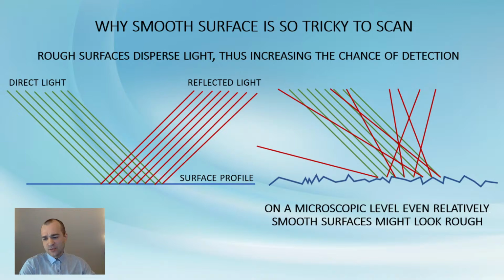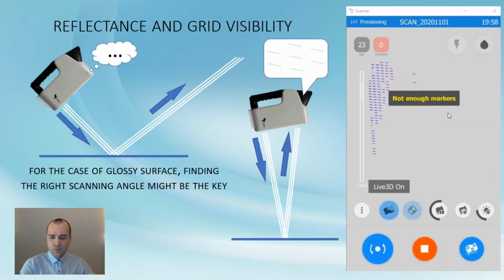So how can we deal with this? Well, we can use pretty much the same principle of reflection here. We know that we need a certain angle to reflect this light back to the scanner. And as you can see, if you use a bigger angle to scan glossy surfaces, the light is just being reflected away, and the scanner, the geometry camera, doesn't really see the data from the projector, from this grid.